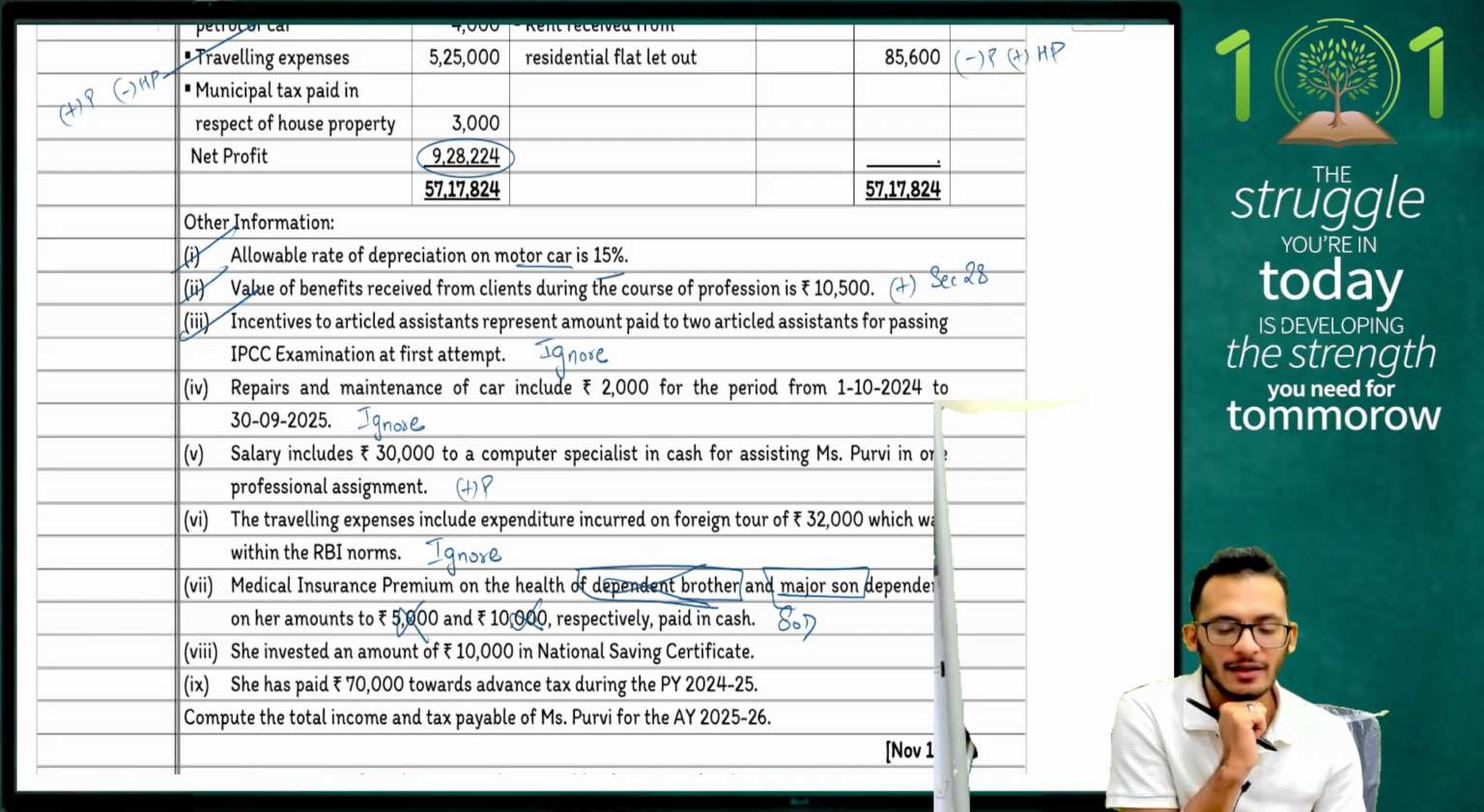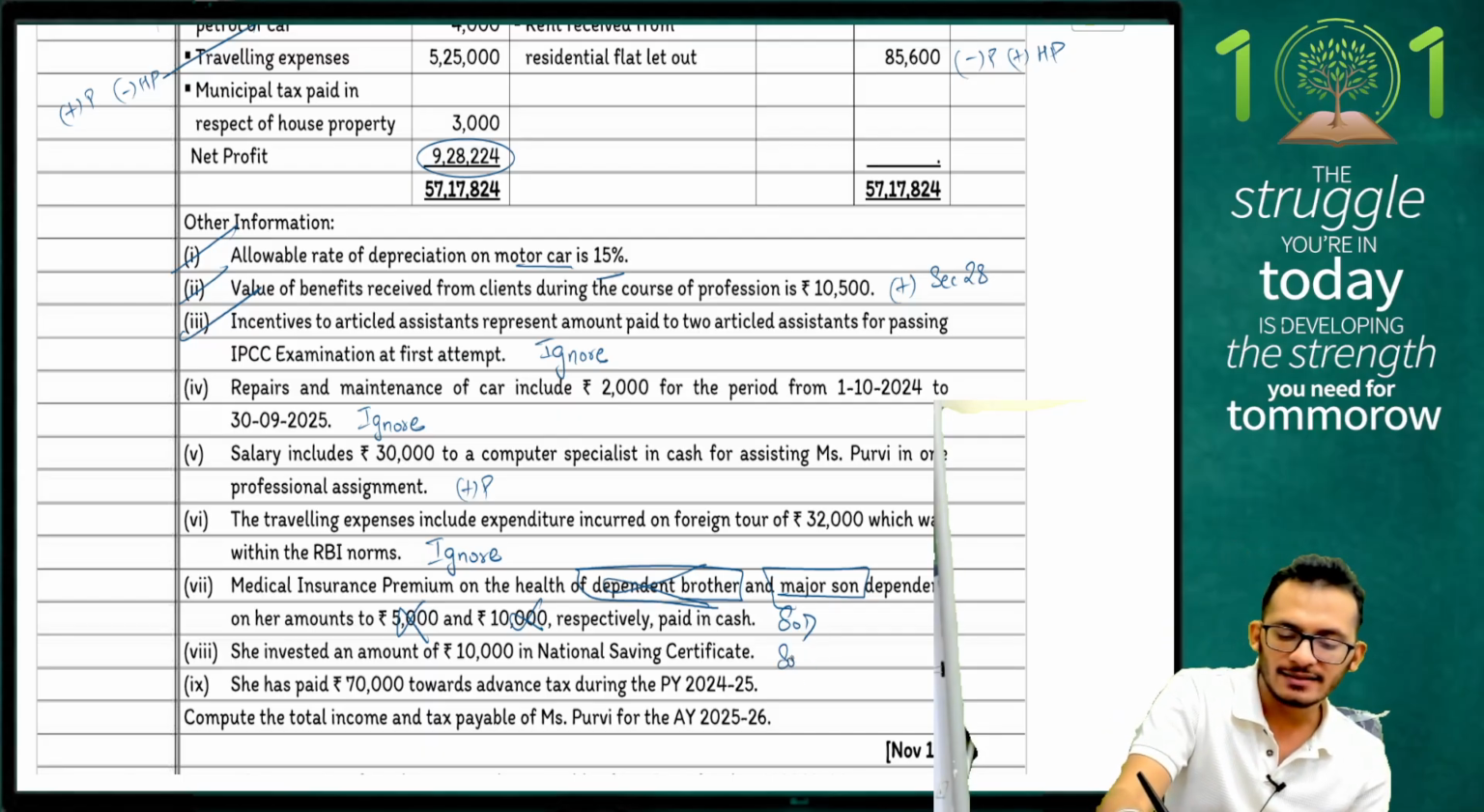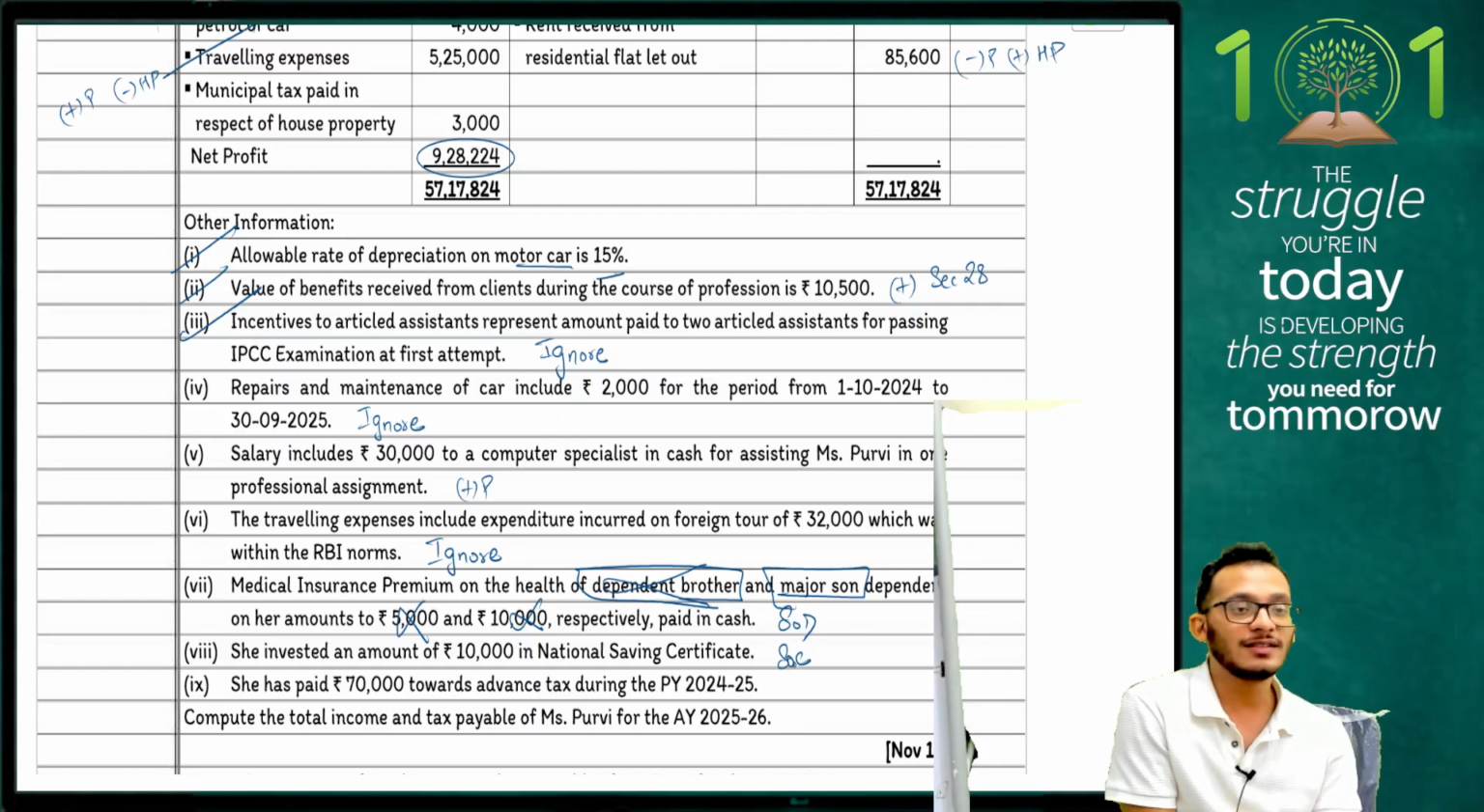I have invested 10,000 in NSC bonds. Very good, this is 80C. I have 70,000 paid towards advance tax.